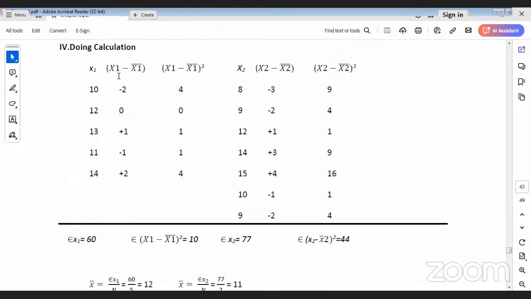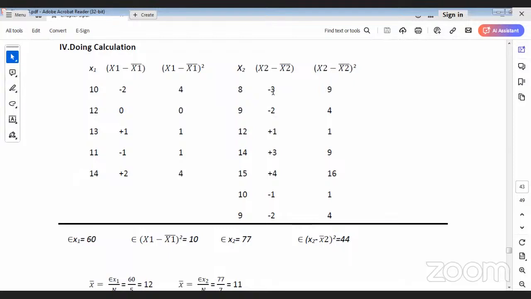ఇక్కడ మాత్రం మీరు x1 మైనస్ ఎక్స్ బార్ 1 దగ్గర 12 అని రాసుకోండి. x2 మైనస్ ఎక్స్ బార్ 2 దగ్గర 11 రాసుకోండి. సో 10 మైనస్ 12 మైనస్ 2, 12 మైనస్ 12 0, 13 మైనస్ 12 ప్లస్ 1, 11 మైనస్ 12 మైనస్ 1, 14 మైనస్ 12 ప్లస్ 2. ఓకే దెన్ 2 స్క్వేర్ 4, 0 స్క్వేర్ 0, 1 స్క్వేర్ 1, 1 స్క్వేర్ 1, 2 స్క్వేర్ 4.